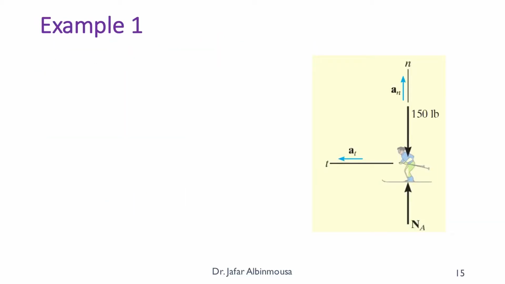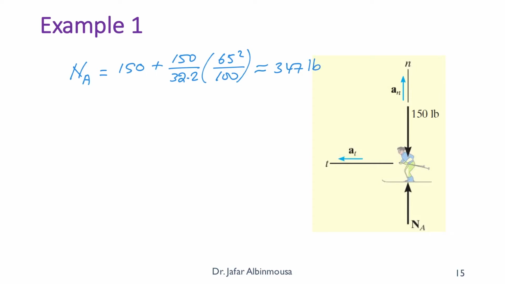From the previous calculation, we can calculate Na, which is equal to 150, the weight, plus 150 over 32.2 multiplied by the velocity 65 squared divided by 100, which is the radius of curvature. This is going to give you 347 pounds.